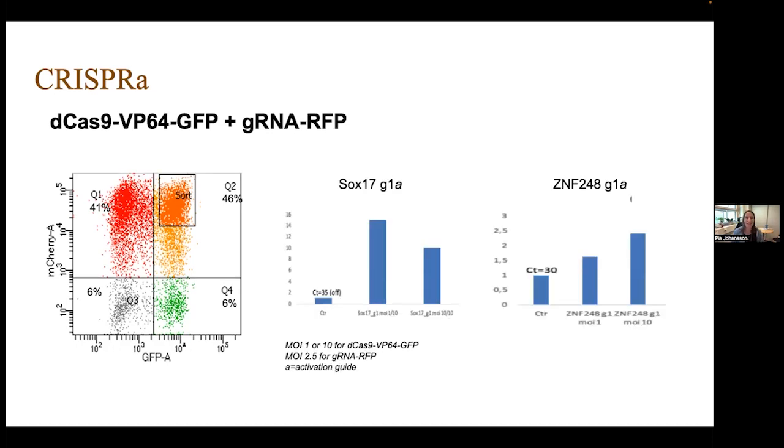But either way, we found that indeed we got upregulation of SOX17. And so here, of course, we cannot use a number because it's actually off, but you can see that now it's definitely on. The CT values are very high now, so it's totally fine. And the same with zinc finger 248. So this is a zinc finger that is on in iPSCs, but not very much. So here we went from very low expression to higher expression. So we can see that it works here as well.